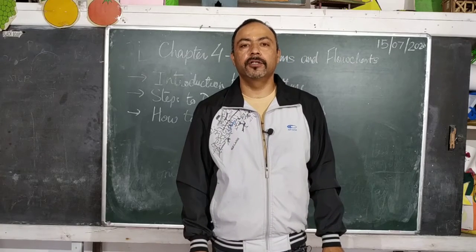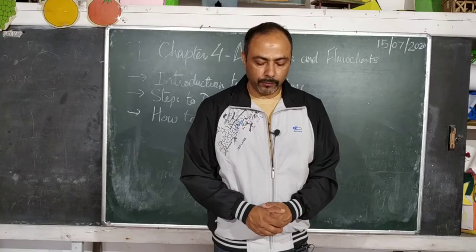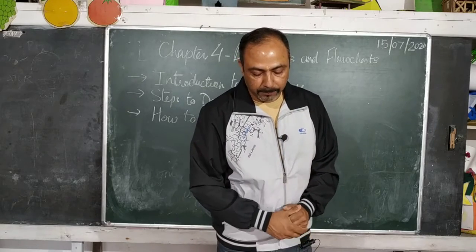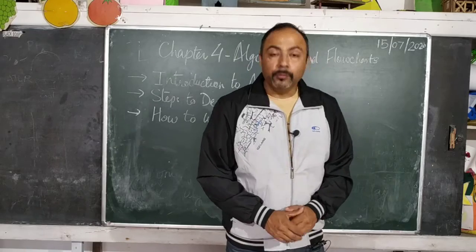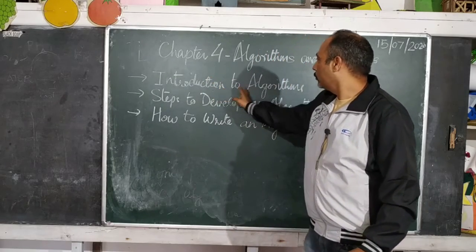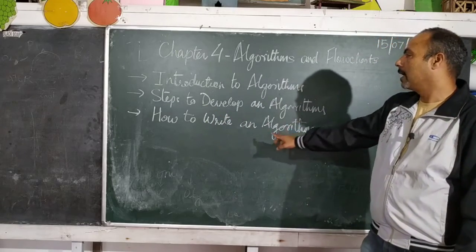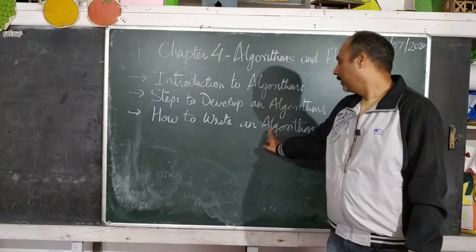So today we'll be discussing the chapter on algorithm and flowchart. Chapter 4, algorithm and flowchart. Now, in this session, we'll be discussing the introduction to the algorithm. What is an algorithm? Steps to develop an algorithm and how to write an algorithm.